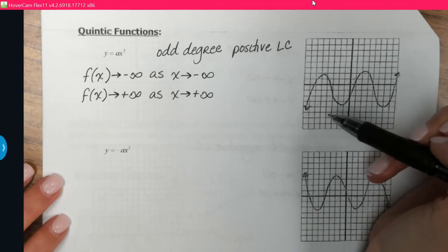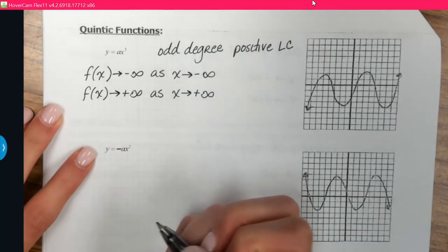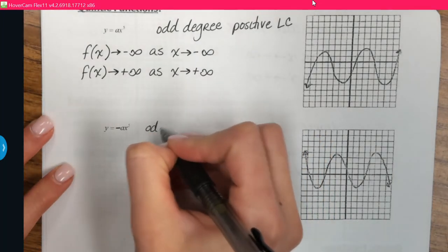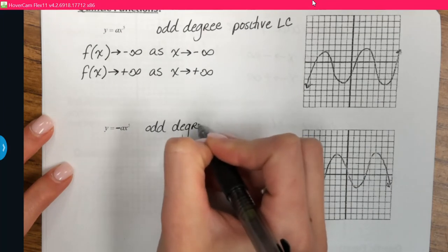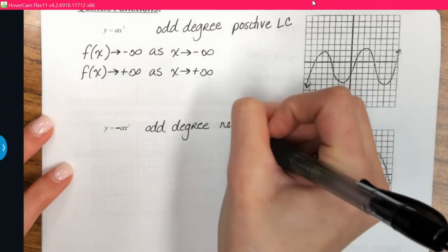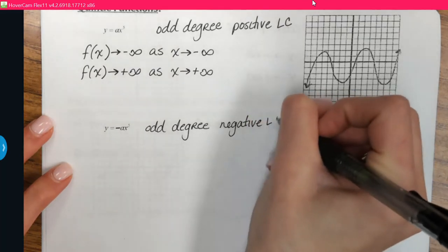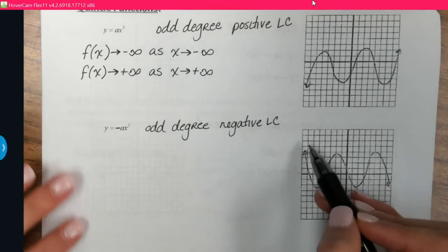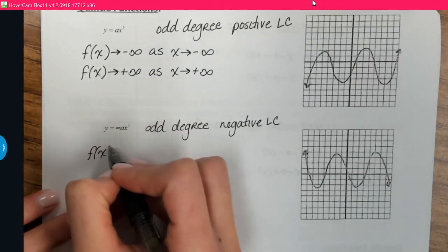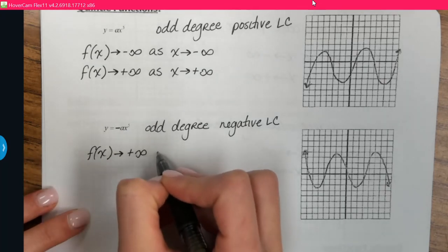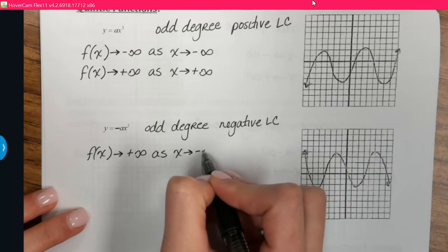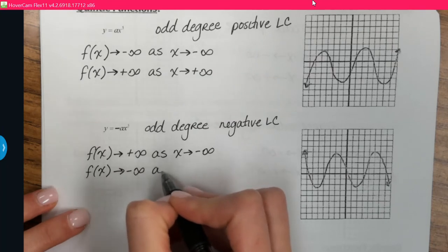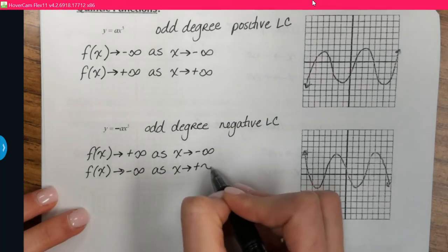So it's positive, I should end positive on the right. The left is opposite. So here you can't really see this, but this is y equals negative ax to the 5th power. So I have an odd degree with a negative leading coefficient. So my right end behavior should be going negative, and then it's going in the opposite direction from my left end behavior. So my function goes to positive infinity as x approaches negative infinity on the left, and then my function approaches negative infinity as x approaches positive infinity on the right.